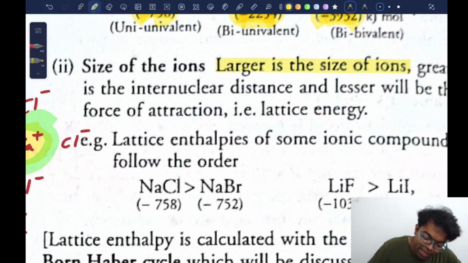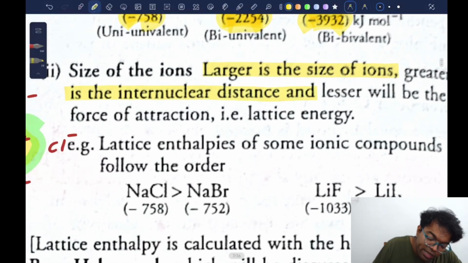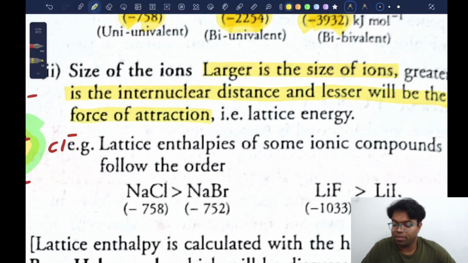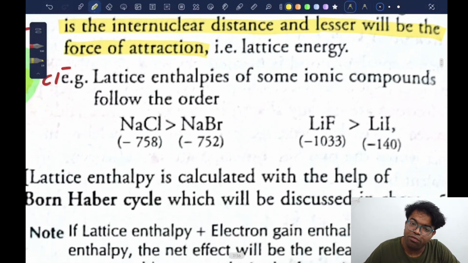Next, the size of the ions. The larger the size of the ions, the greater the internuclear distance, and the lesser the force of attraction. To say it simply, if your bond length is very large, the electrostatic force of attraction between the two ions will be very small, because the electrostatic force is inversely proportional to the square of the distance. So if you increase the distance, the force of attraction reduces, and less lattice enthalpy will be available.